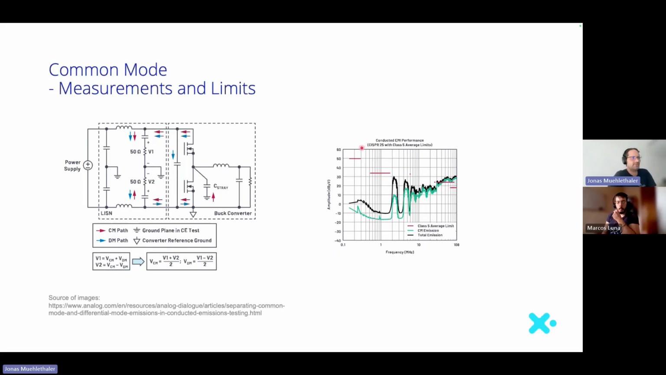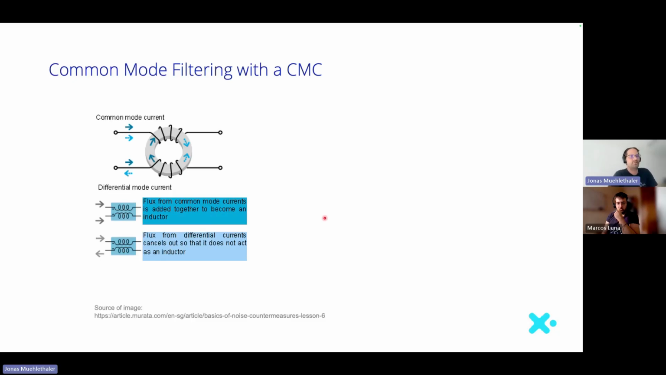This is the CISPR 25 example I show here. And if your system crosses this limit from the reference, you have a problem and you have to do something against this. In this particular case, what you need is common mode filtering. And what you often do is you use a common mode choke, so in a way you inductively filter common mode currents.